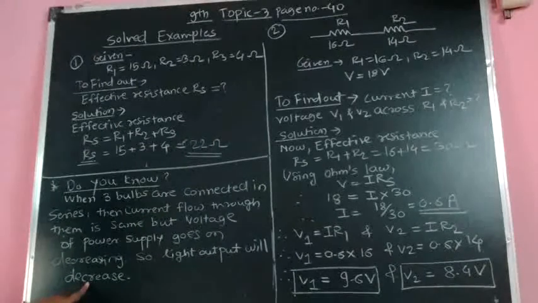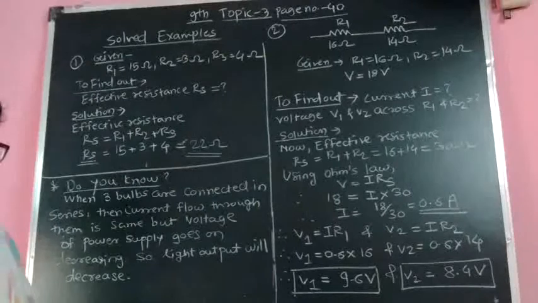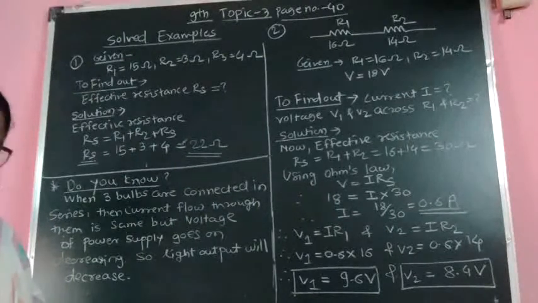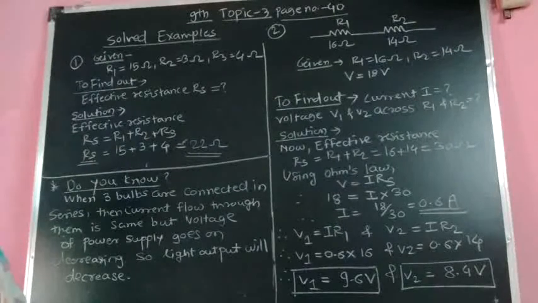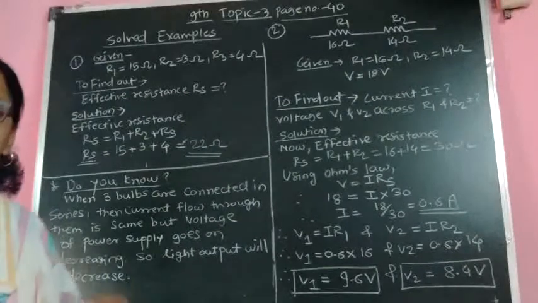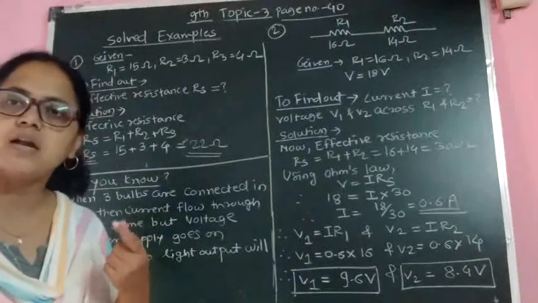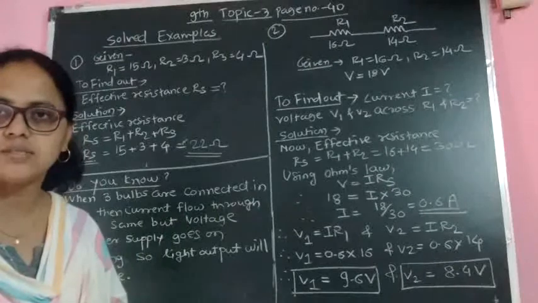Now you can see the solved example. I am going to read. The first solved example is: three resistances having resistance 15 ohm, 3 ohm, 4 ohm are connected in series. What is the effective resistance in the circuit? That is, suppose three resistances are connected in series, what is the effective resistance?